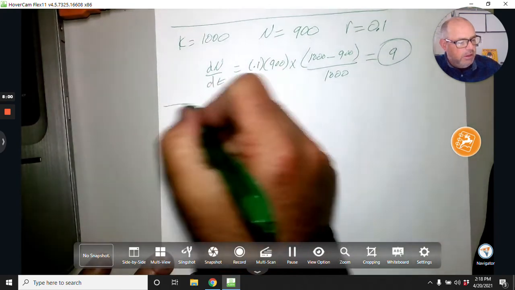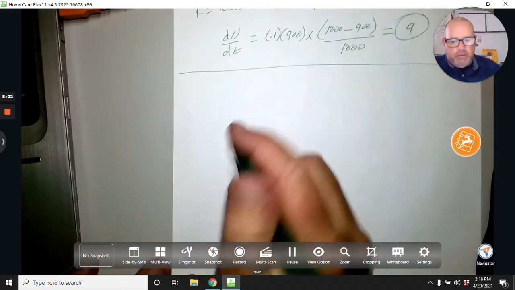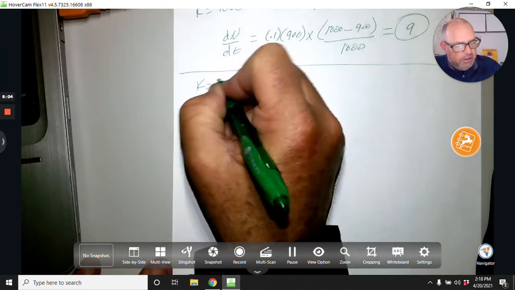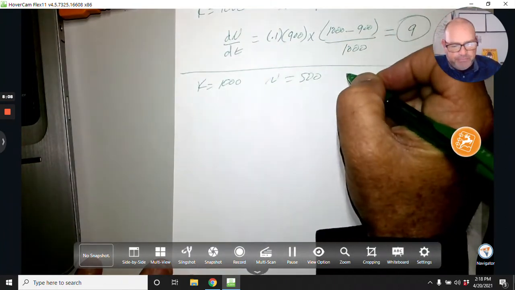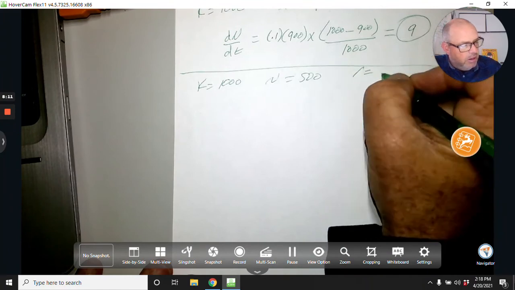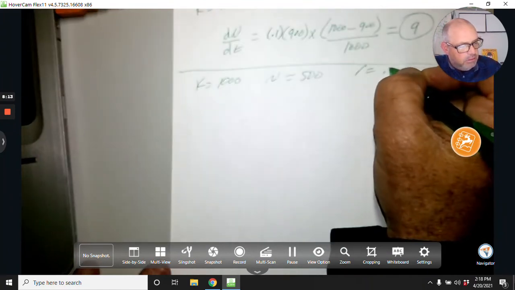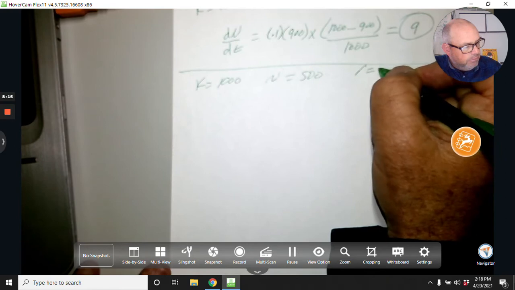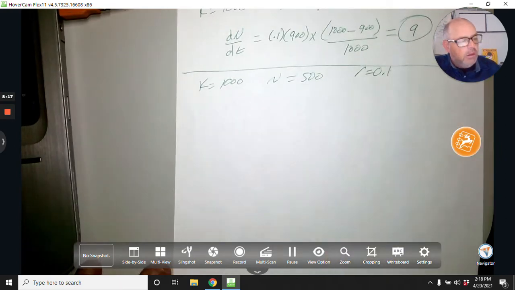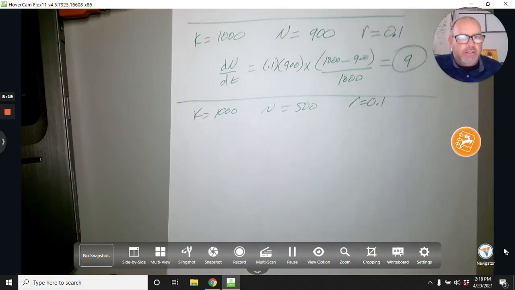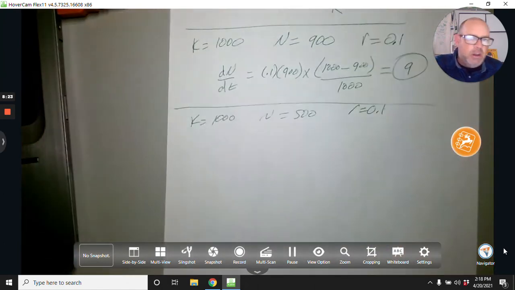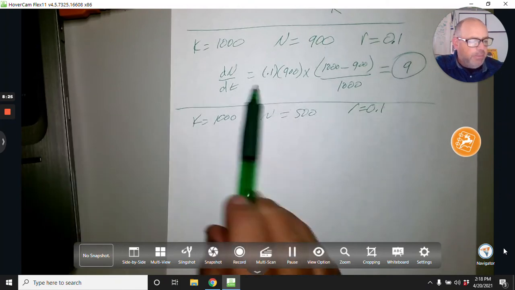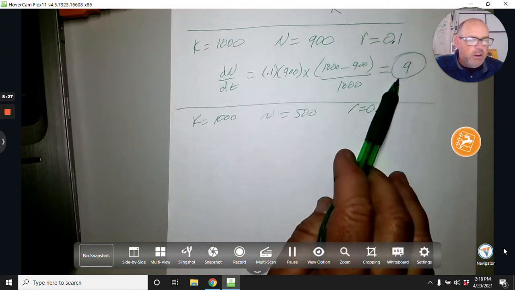So let me show you another one real quick. So what if we did K is 1,000, N is 500, and R is, again, 0.1. Okay, so if you look at these first two, the only number I changed is the number of things we're starting with. Carrying capacity is still 1,000. We had 900. Our number ended up being 9.